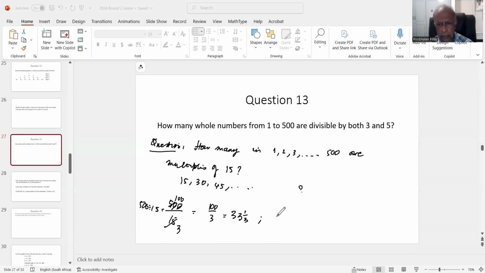Let's look at the last 15: 15 times 33. You check it out, you'll see it's 495. So it goes right up to 495. And of course, there are no further multiples because it finishes off at 500. The next multiple will be more than 500. So how many are there? Answer is 33.